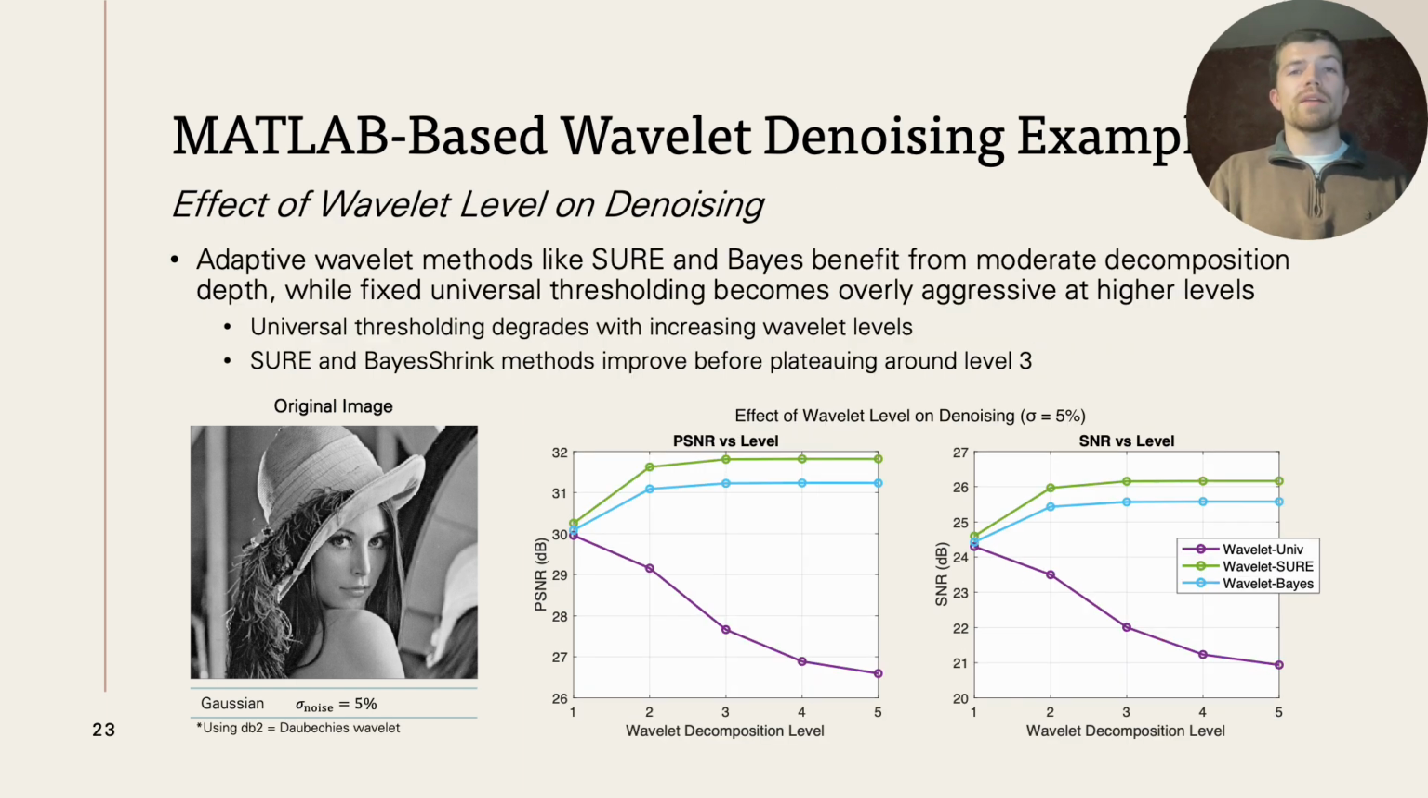Another knob that we can turn in our wavelet denoising toolbox is the number of decomposition levels that we apply. Here we fix the noise and change the number of levels for the dB2 wavelet from 1 to 5. Interestingly, universal thresholding degrades with increasing wavelet levels because it applies a fixed global threshold that becomes overly aggressive at finer scales, leading to loss of important signal details. Schur and Bayes shrink methods improve with more levels up to level 3 where they stabilize, and this reflects their ability to adaptively threshold detailed coefficients, but it also shows diminishing returns beyond a certain scale depth.